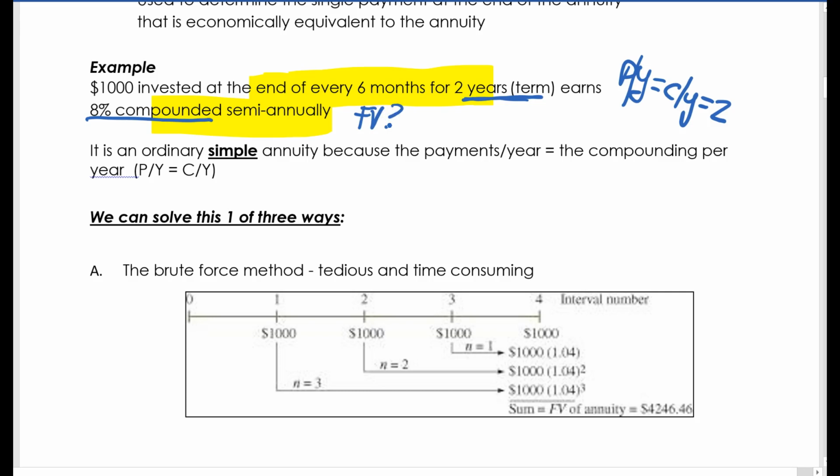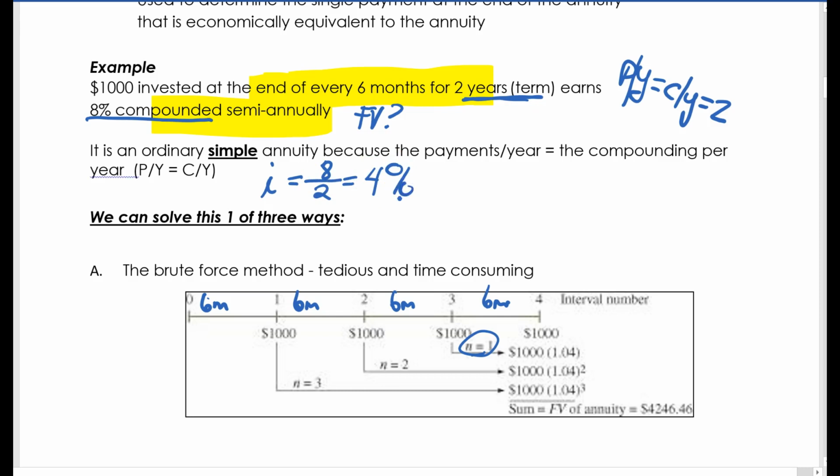You can do what they call the brute force method. After interval 1, you pay 1,000, then the second interval, which is another 6 months. You have 1,000, 1,000, 1,000, 1,000, so there are 4 payments over those 2 years, and you're trying to find the future value of every single one of them. The final one's just 1,000, but the third payment is 1,000 with 1 interval, so 1,000 times 1.04, because I is equal to 8 divided by 2, which is 4%.